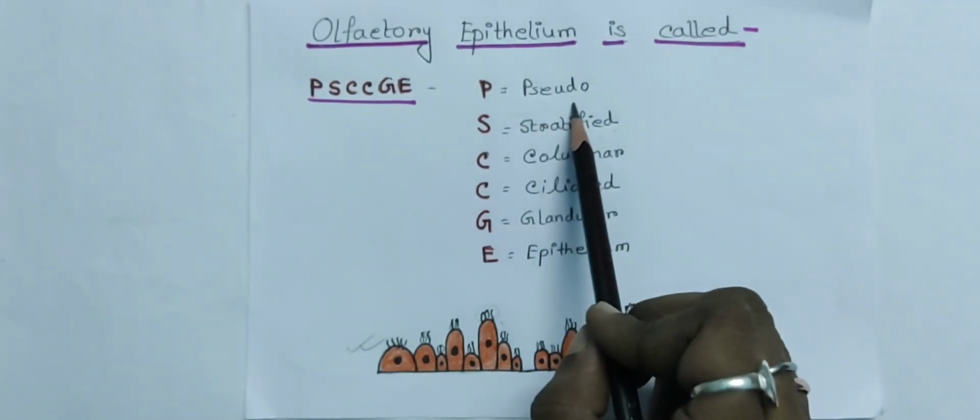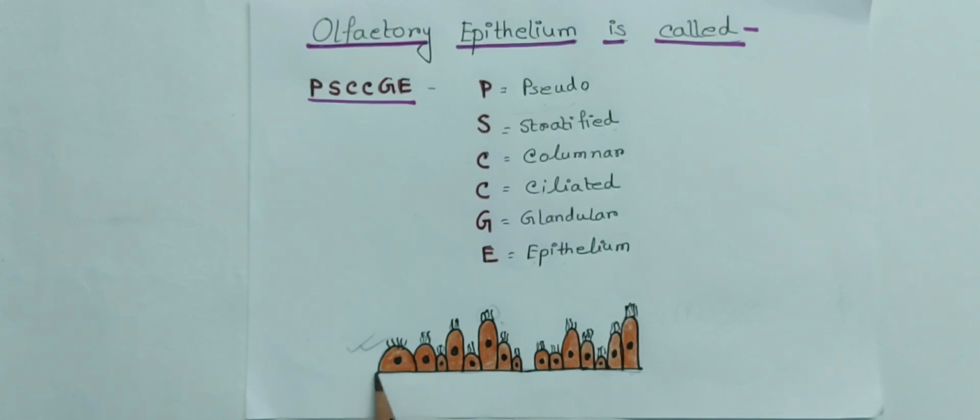Why is it called pseudo? Look at the picture. Here, in one plane, different size cells are placed. But if we look from the outside, we can see that there seem to be different layers. But actually they are not in different layers. They are all arranged on a single plane, on a single line. Some are small, some are long, some are medium in length. As the cells are different in size, they are called pseudo. They look like they are in different layers, but they are not. That's why they are called pseudo.